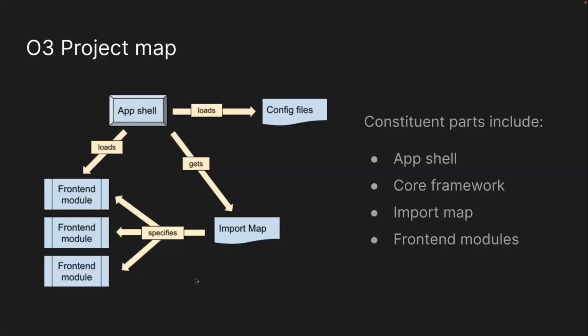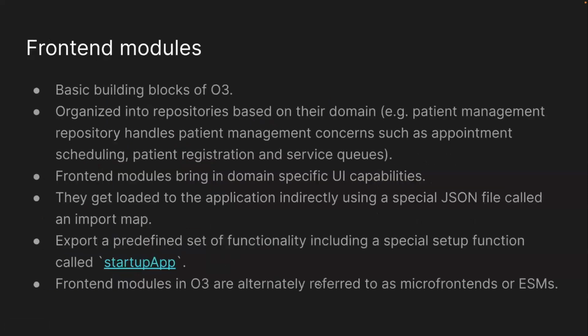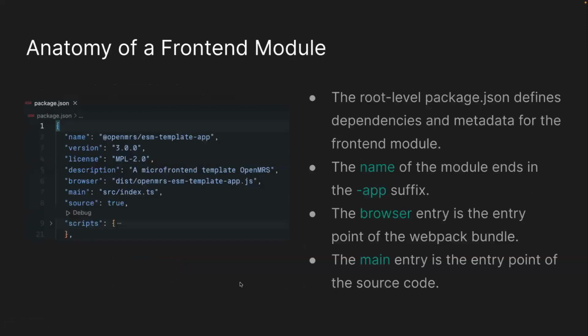So for example, let's say for some reason you decided, well, I don't like the community's lab results viewer, so I'm going to build my own. You would then specify in your import map to use Grace's custom module instead of the community one. Using a predefined set of functionality, we use a special startup function that basically when you start up your application, it pulls in all of those mini apps that you've predefined. And the front-end modules in O3, as you've already heard me doing, are often referred to as micro front-ends or ESMs, ECMAScript modules. All right, let's look at the actual anatomy.